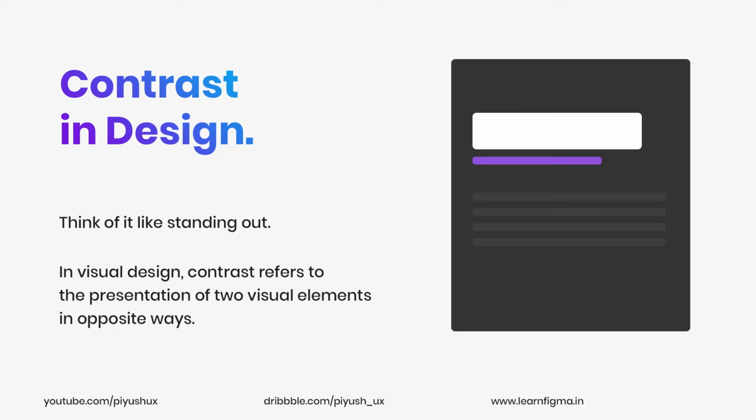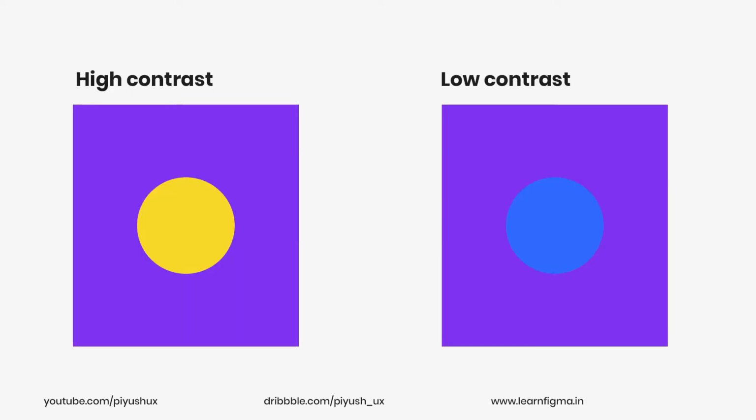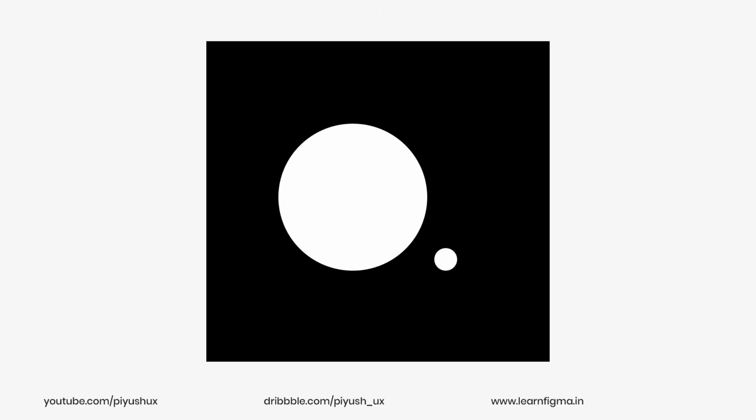Let's start with contrast. Think of it like standing out. But if everything stood out, nothing really did. Contrast helps in developing hierarchy in our design. Contrast is very useful for creating a focal point, or a spot to which our eyes are naturally drawn. Contrast is not just black and white, but it's also small and large. Basically, two opposite things.